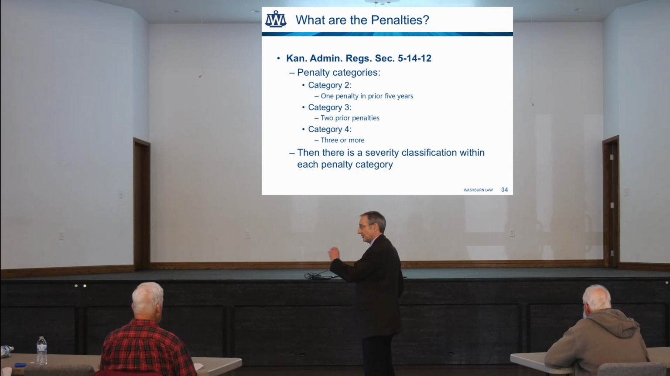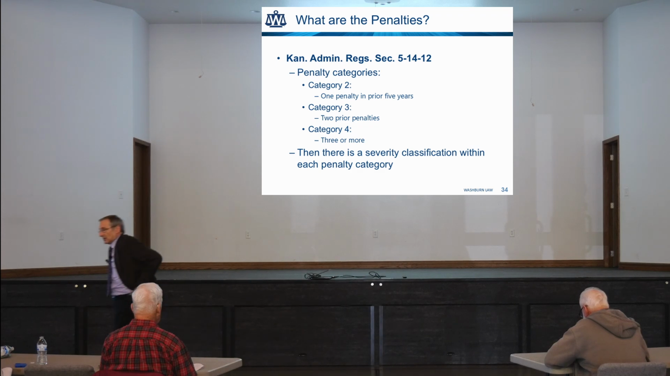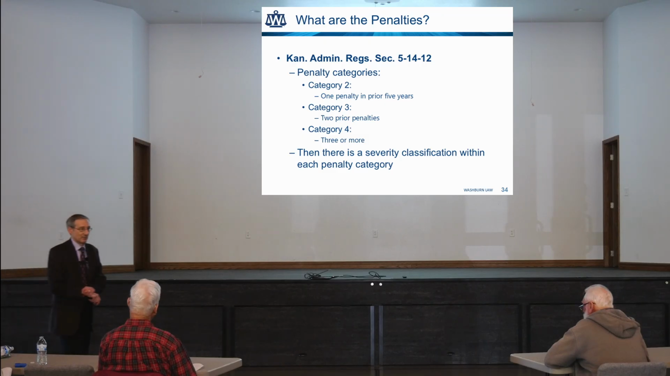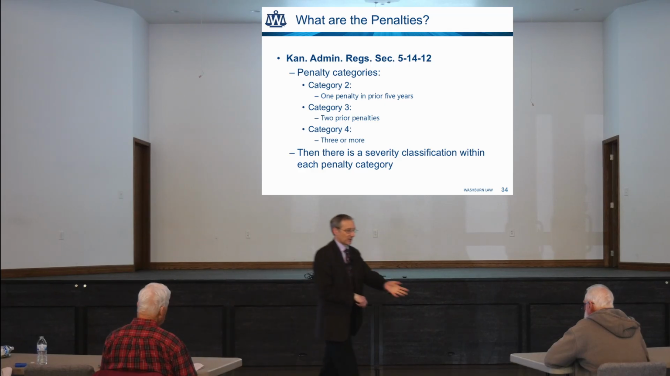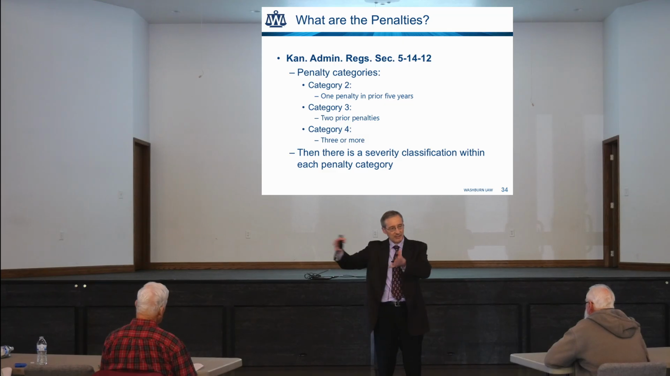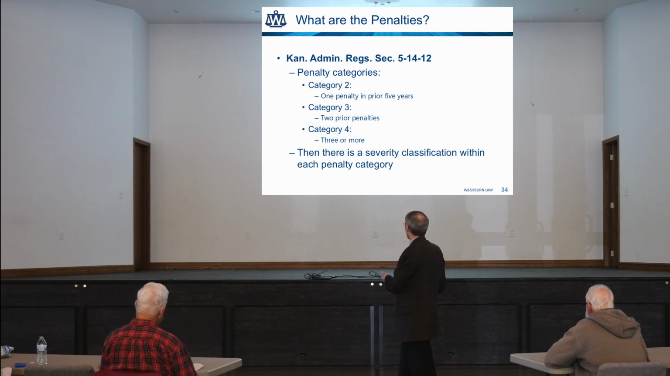Then there is a severity classification within each penalty category. Now, some violations might be severe. Some violations might be intentional. Some violations may not be. And maybe you had a mechanical malfunction. Maybe you had something that's malfunctioning and it's leaking and you didn't know about it. Well, that severity level comes down. It's still a penalty, but the severity is less and the penalty is less. Do you understand how that works? That's how the state is doing that.